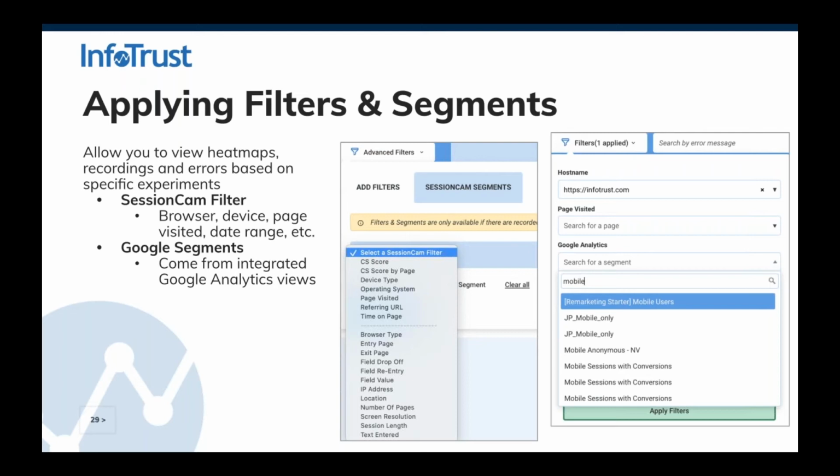You can use Google segments that are linked to your integrated Google Analytics views. So you can filter users by any segment that you've built in your Google Analytics property and view that you linked. You can also use the built-in SessionCam filters or the custom SessionCam filters that you set up that allow you to filter down by browser, device, a page they visited, a date range. There are a number of different options that allow you to filter and segment those sessions.